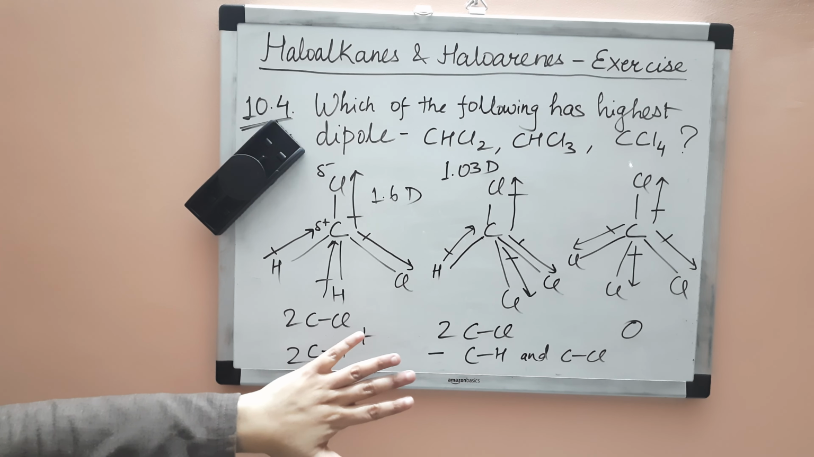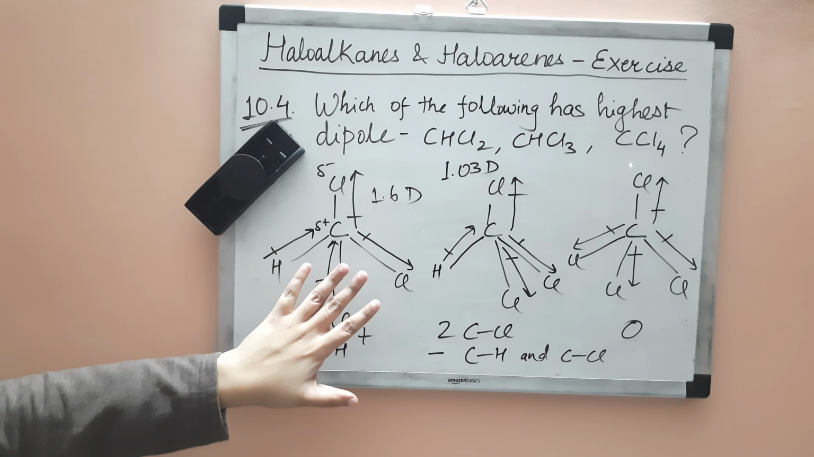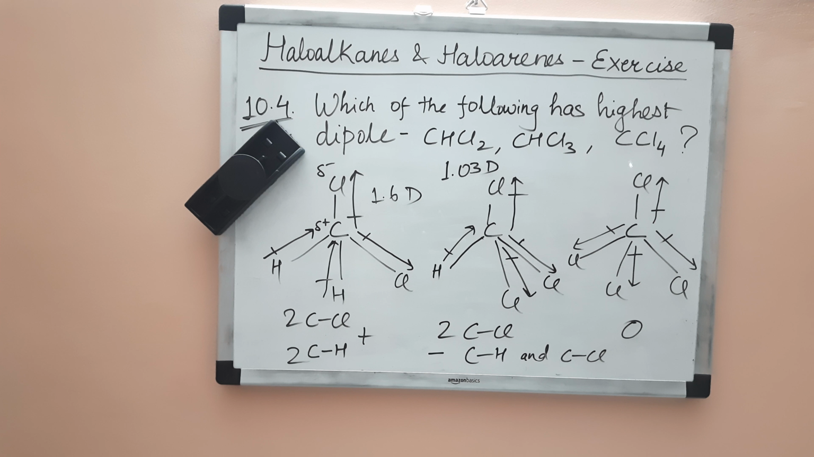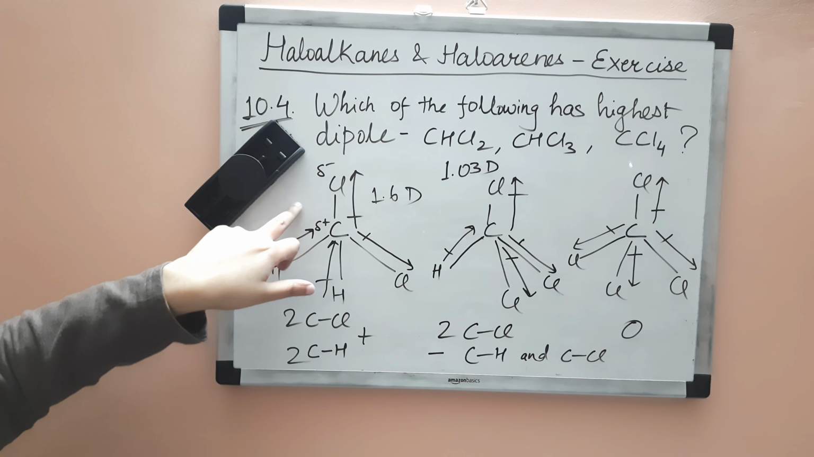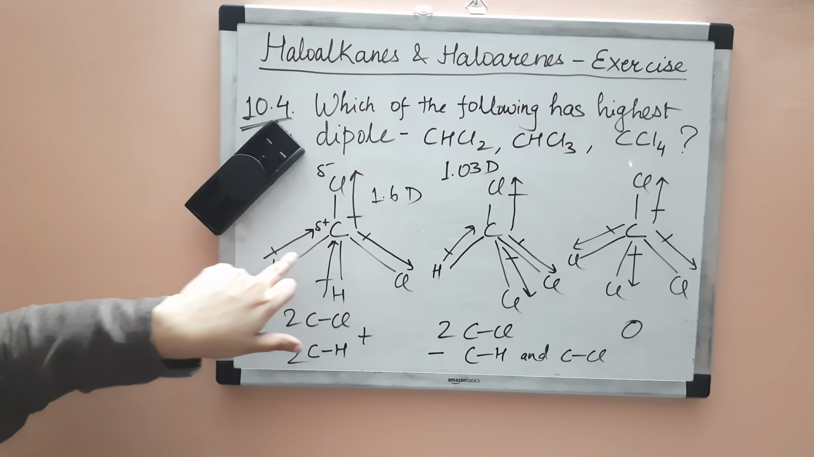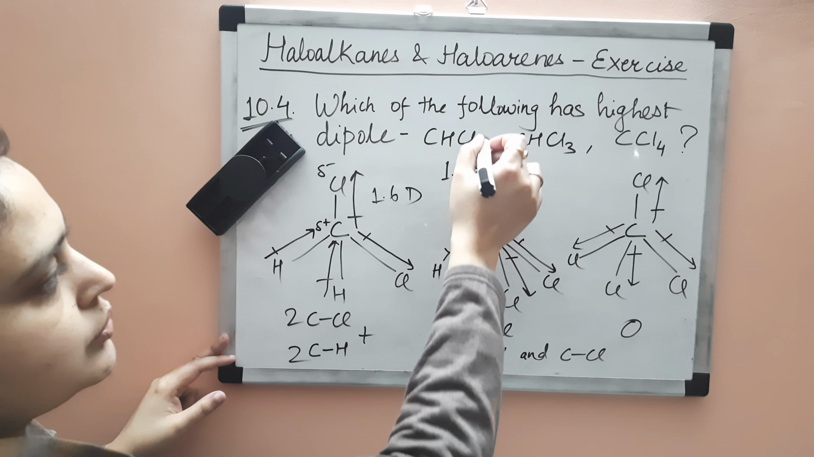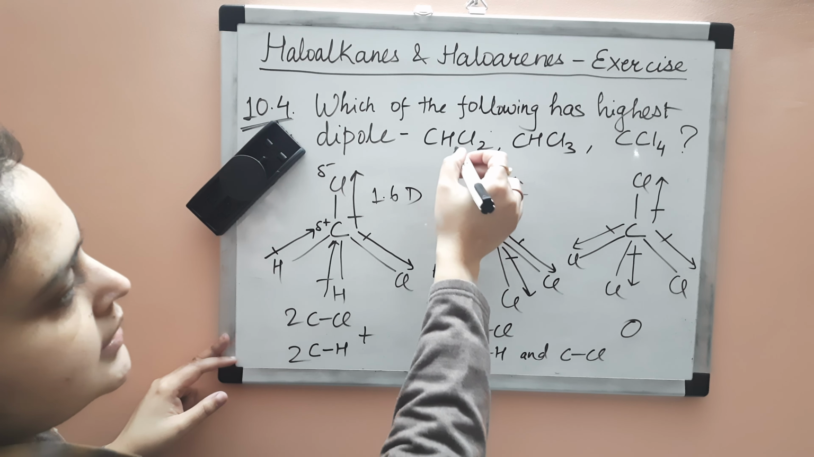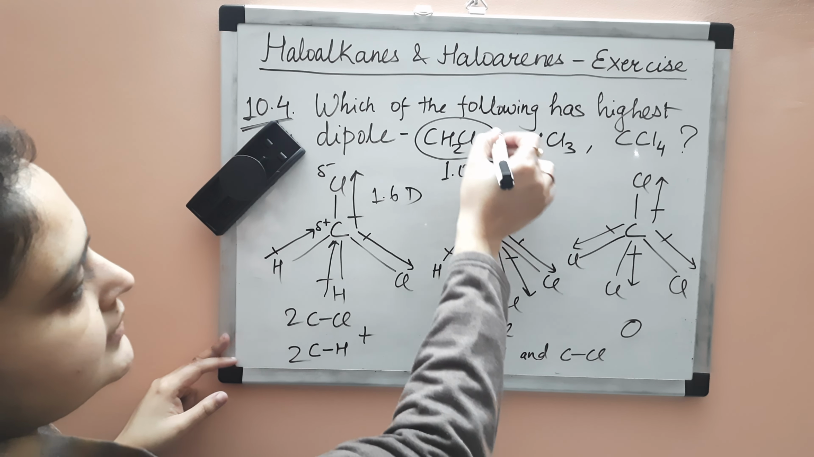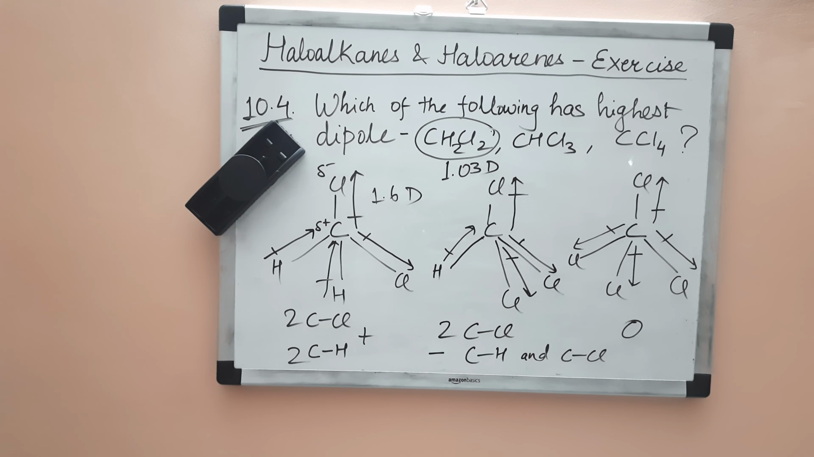So this is how you can see, by looking at the direction of the dipole moments, and then you can conclude about their addition and subtraction, and arrive at your result. You can see that the molecule CH2Cl2 has the highest dipole moment among the 3 molecules. So the answer is: CH2Cl2 has the highest dipole moment among all the molecules given.